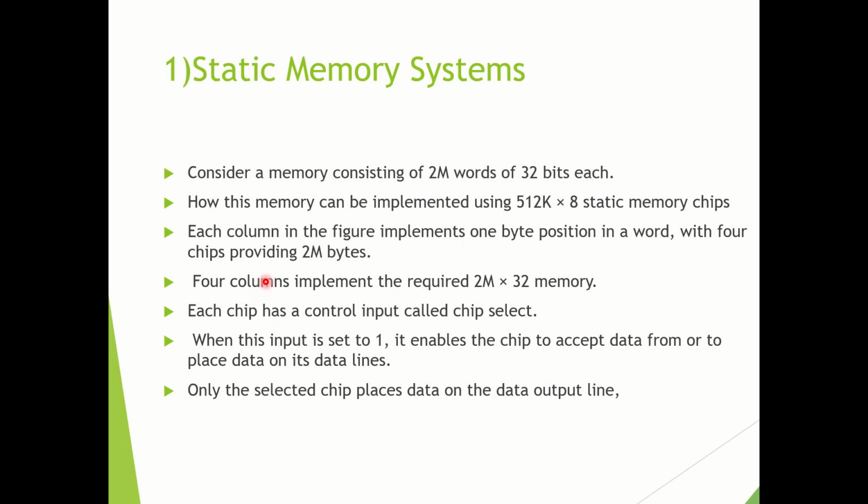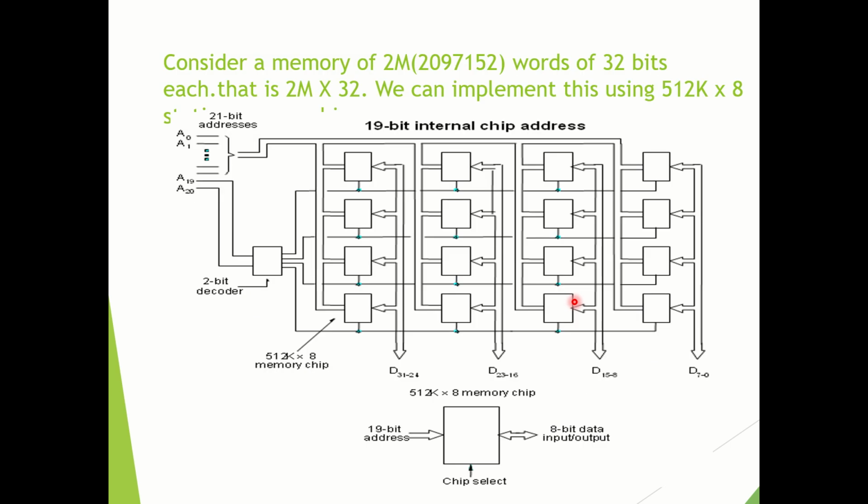These are the other details, each column in the figure. As I already showed in the figure, this is a 4x4 arrangement of chips, that is, 4 rows and 4 columns, and we know that for 2M, 21 address lines are there. Among the 21 address lines, the lower order 19 address lines are given to each chip. We can see in the figure, this one is given to each chip. To all 16 chips, this address is given. Then the topmost, that is, the most significant bits, are used as chip select.